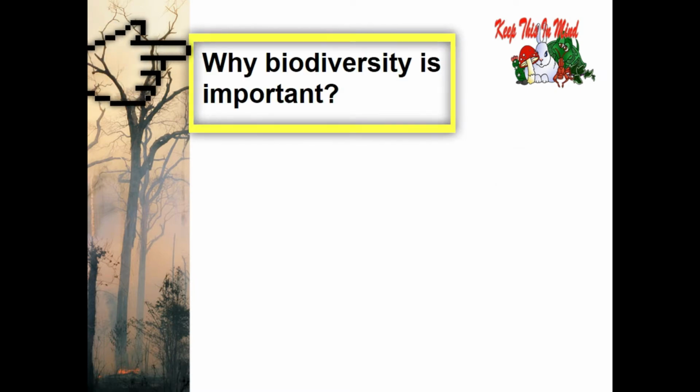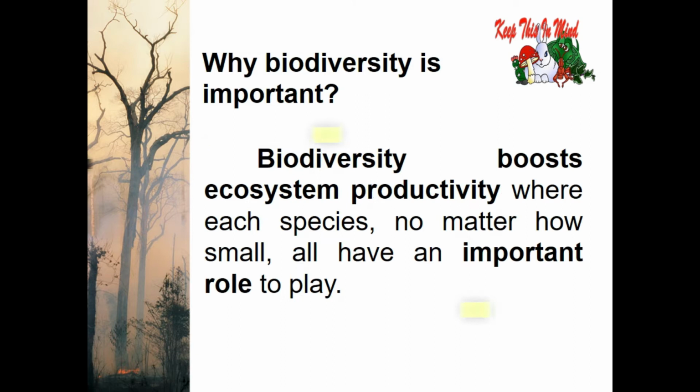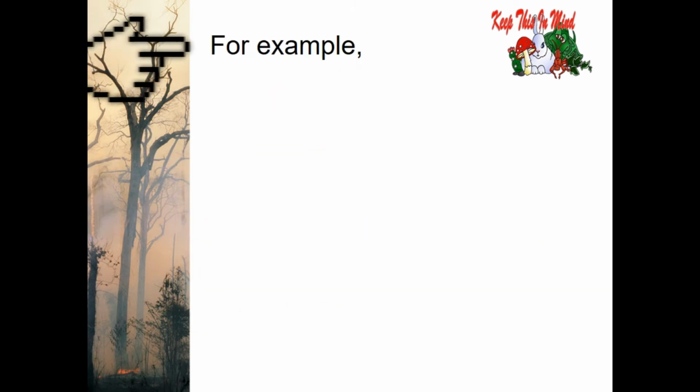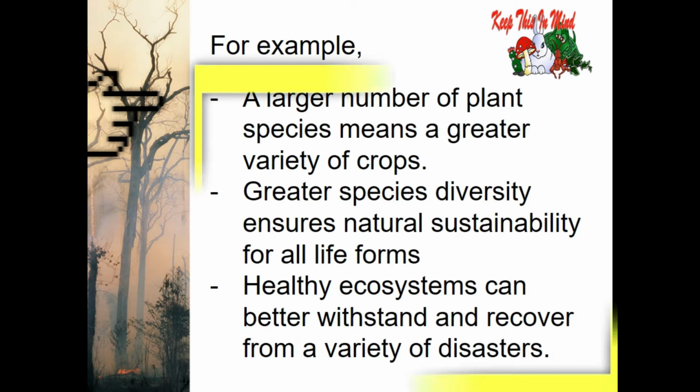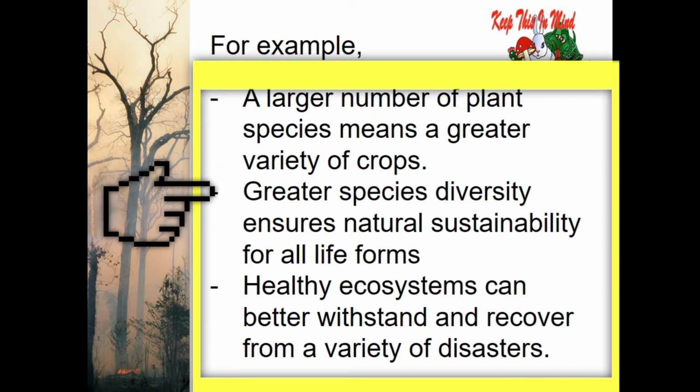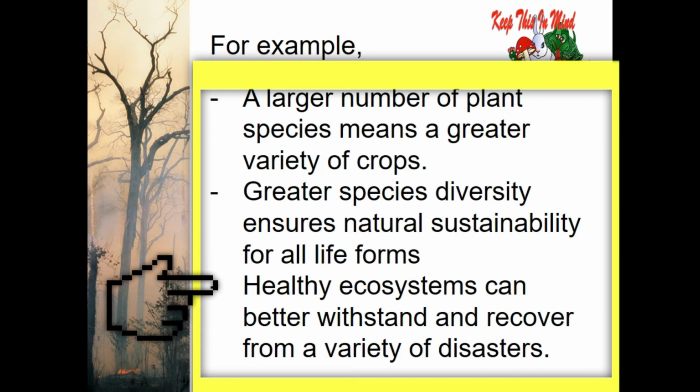Why is biodiversity important? Biodiversity boosts ecosystem productivity, where each species, no matter how small, has an important role to play. Example: a larger number of plant species means a greater variety of crops. Greater species diversity ensures natural sustainability for all life forms. Healthy ecosystems can better withstand and recover from a variety of disasters.